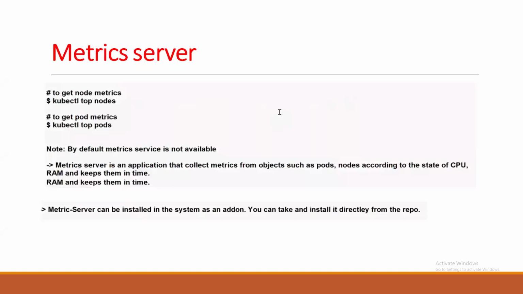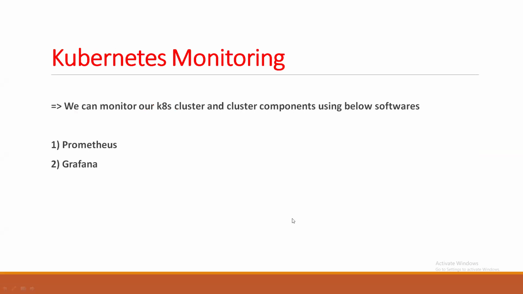Yeah. So to get the metrics of the nodes, kubectl top nodes. To get the top metrics of pods, kubectl top pods. So by default, metric server is not available. Metric server is an application that collects metrics from objects such as pods or nodes, according to the state of CPU and RAM. Right. Metric server can be installed in the system as an add-on. You can take and install that directly from the repository.